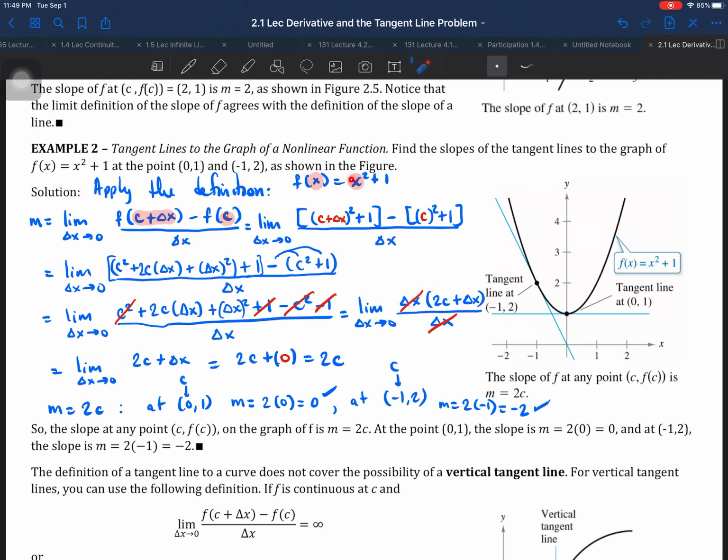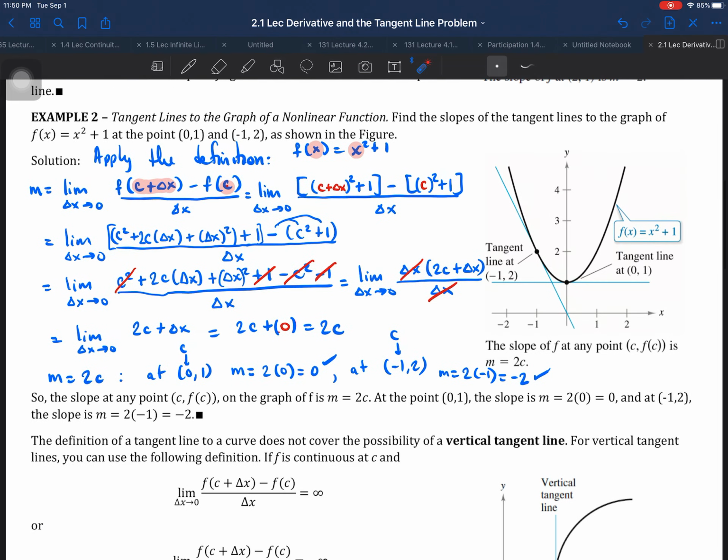So wherever I see an x, I have to replace it with c plus delta x, followed by the square, followed by the plus 1. So there you go. That was probably the hardest part for the students, right? I keep saying that. Don't forget about the limit. So now let's go ahead and simplify this.